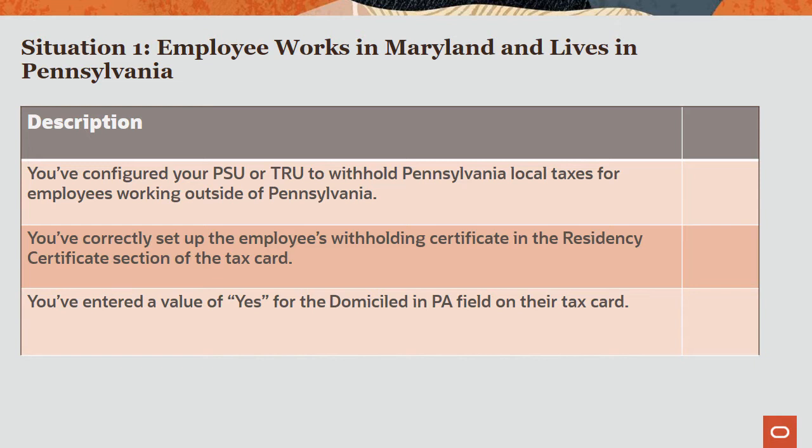First, when an employee works in Maryland and lives in Pennsylvania. The payroll calculation will appropriately not withhold Maryland state and Maryland county taxes for employees who live in one of these 11 tax collection districts as long as you've configured your PSU or TRU to withhold Pennsylvania local taxes for employees working outside of Pennsylvania, you've correctly set up the employee's withholding certificate in the residency certificate section of the tax card, and you've entered a value of yes for the domiciled in PA field on their tax card.